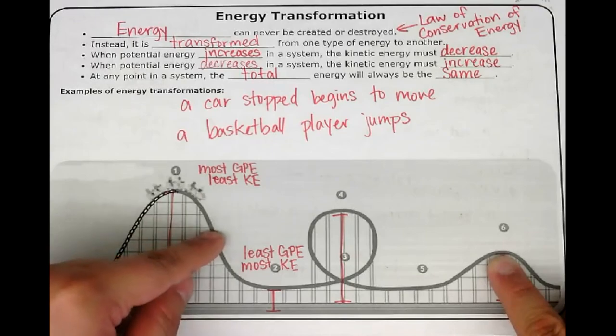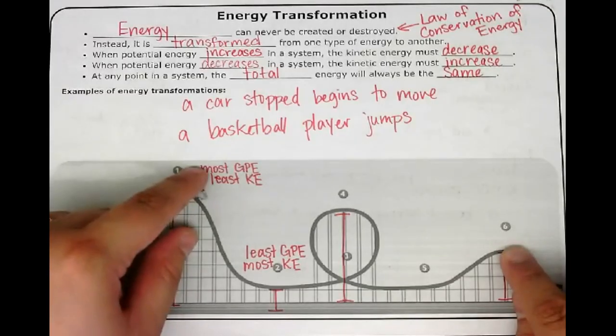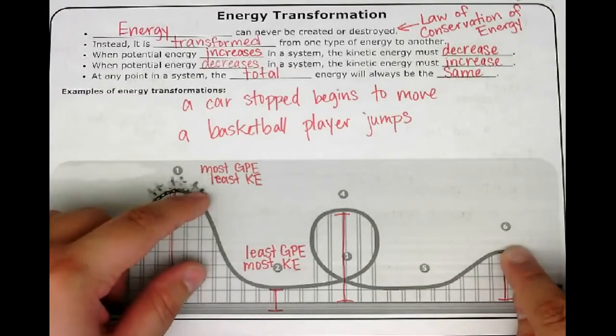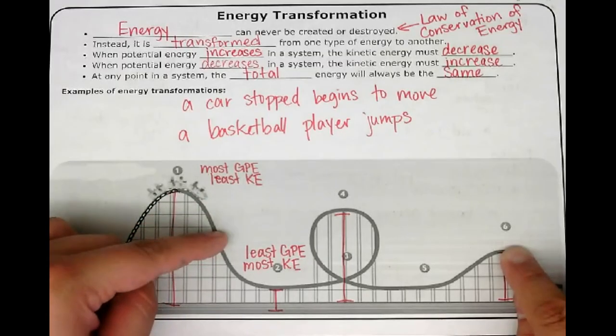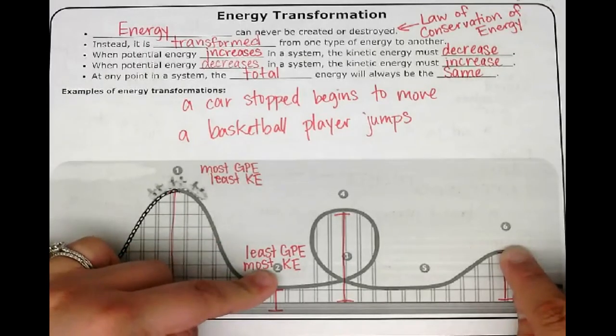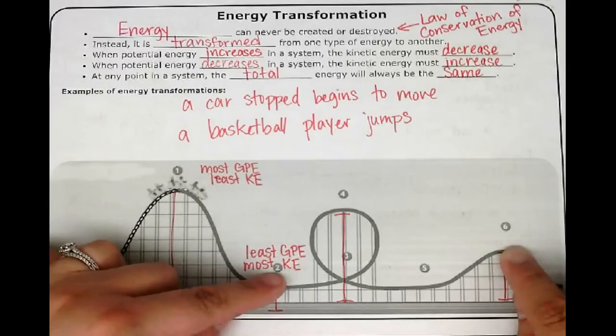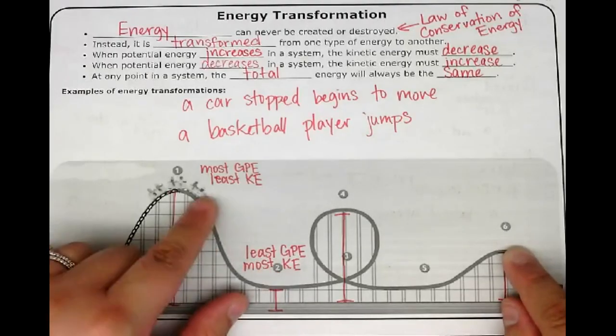so they kind of meet in the middle, right? If GPE was 10 and KE is 0, then right here in the middle, it would change to about 5 and 5. And then at the bottom, say the least would be 0 GPE and the most would be 10 KE. That's how it would work if it was numbers. So right here in the middle, they're going to be about even.